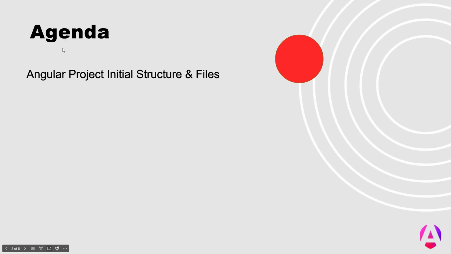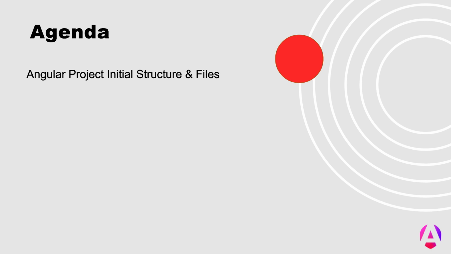So initially in the first two parts we discussed Angular and how to make the system ready for development. Now in part 3 we will look into the file structure and the initial files we have when we create a new project.